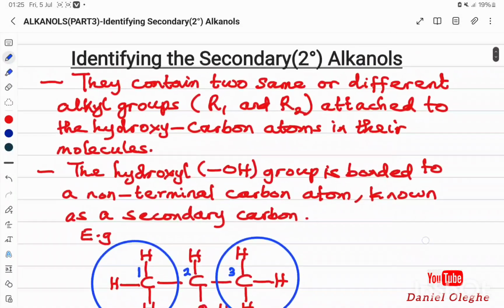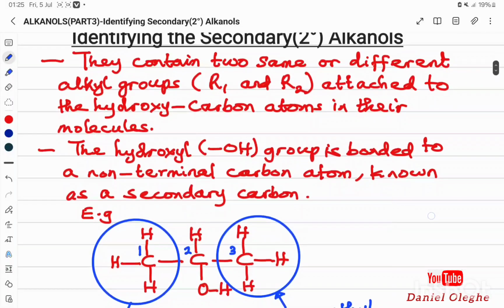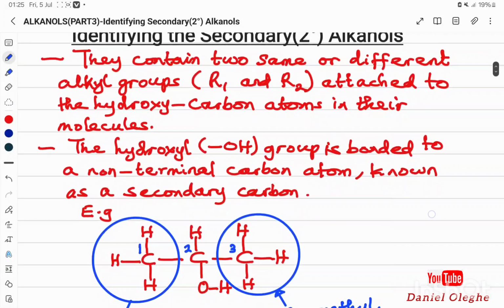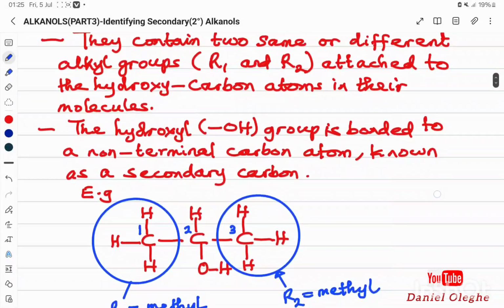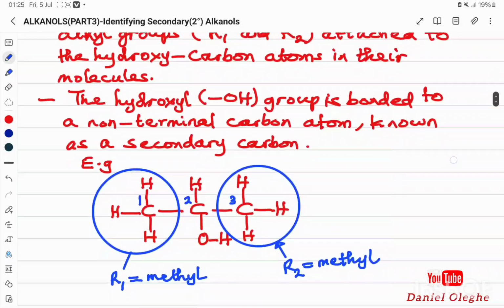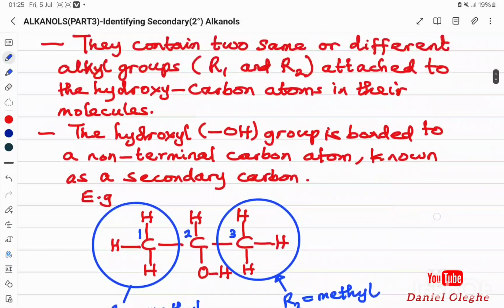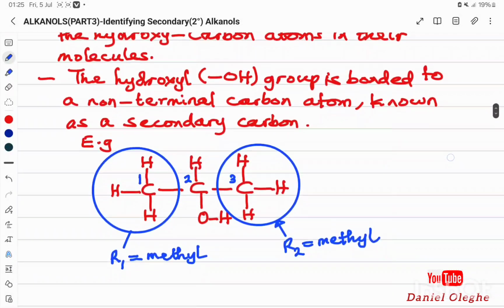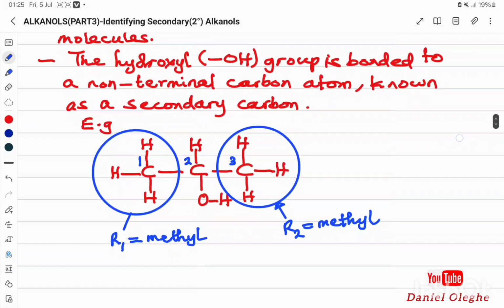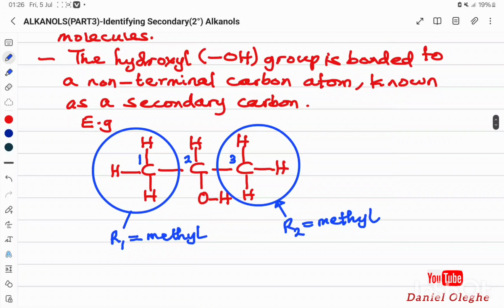Don't forget, secondary alkanols are the alkanols that contain 2 alkyl groups, either the same or different, attached to the hydroxy-carbon atom in their molecules. And the hydroxy-carbon atom is a non-terminal carbon, which we can refer to as secondary carbon. If you look at the structure, that carbon is attached to 1 hydrogen atom and 2 alkyl groups, as well as the hydroxy group. So this is an illustration of what a secondary alkanol is.